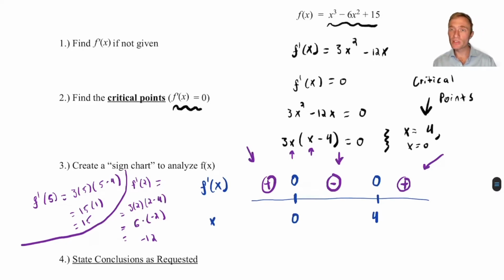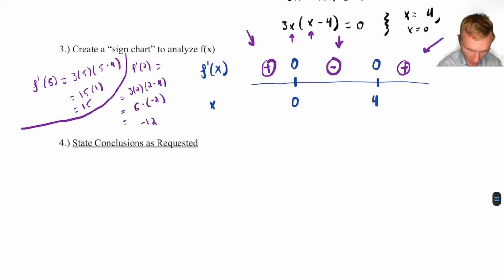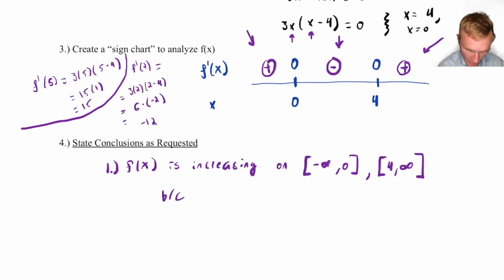So here are some things that we could say about this function. Number 1, f of x is increasing when the derivative is positive. And the derivative is positive on negative infinity to 0 and 4 to infinity. The reason for that is because f prime of x is greater than 0.